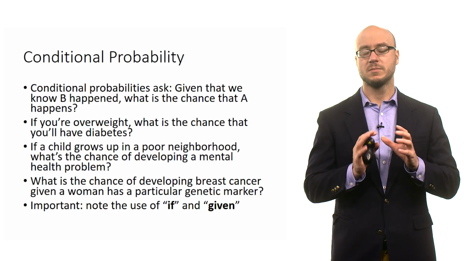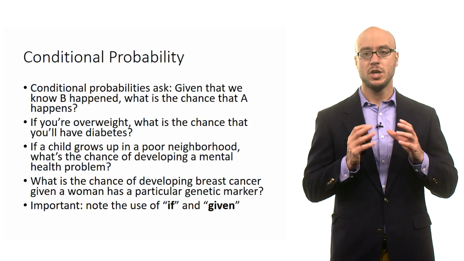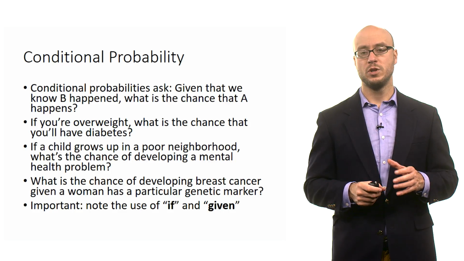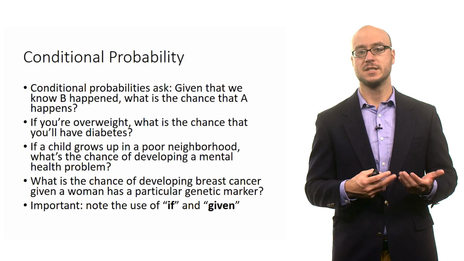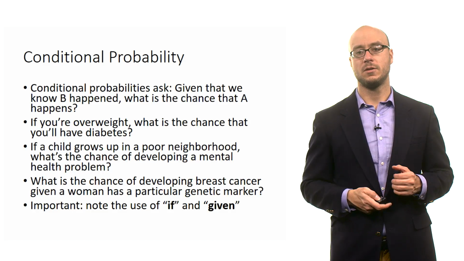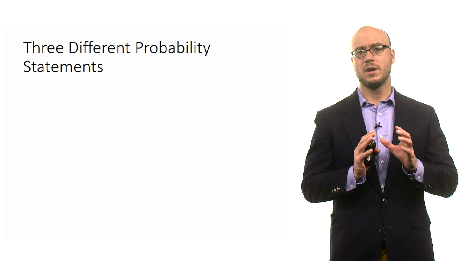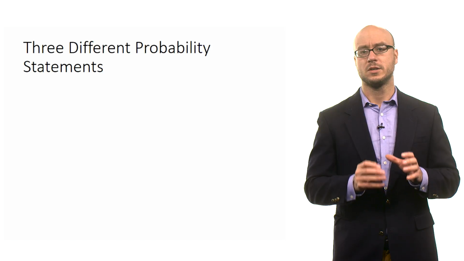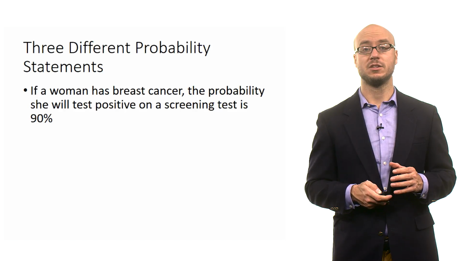Whenever you see some kind of phrase or question of interest, you know that you are encountering some conditioning when you see the words if or given. So given B happened, what's the chance A happens? If B happens, what's the chance A happens? These are all ways of stating conditional probabilities. Another point about conditional probabilities is that it's very important to pay attention to what you're conditioning on, if you're conditioning on anything at all.